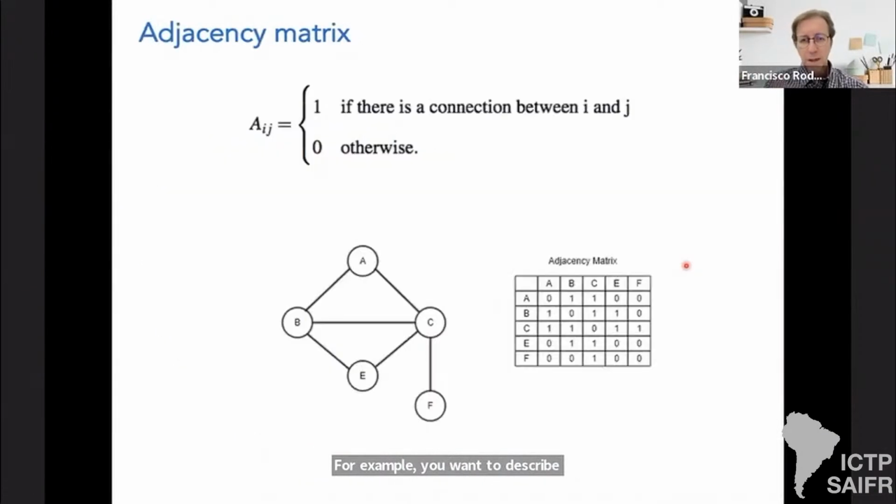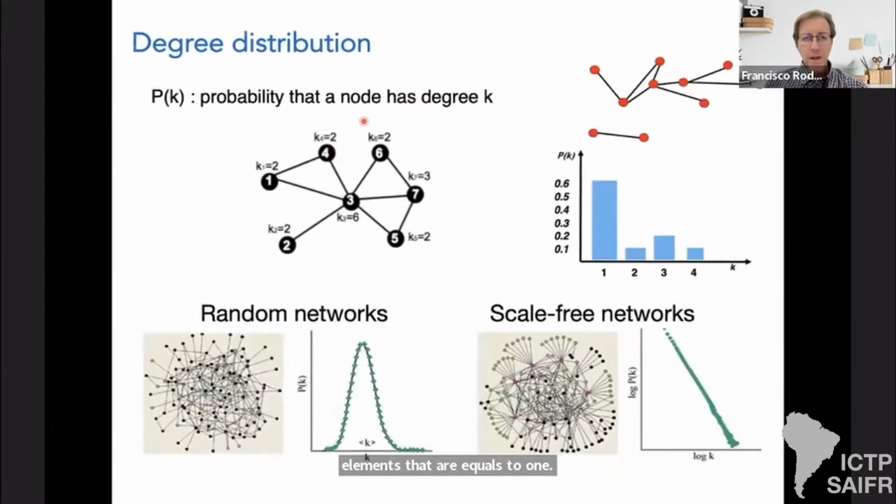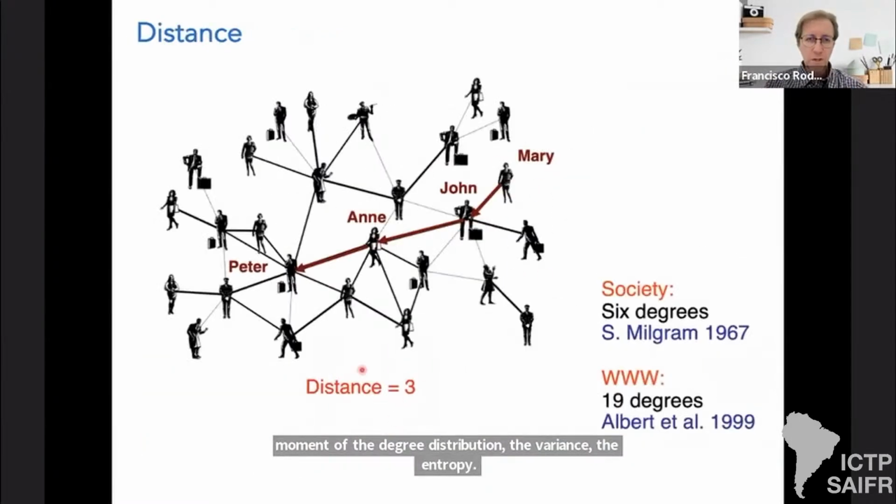In this way, what we do is represent the network as the adjacency matrix. In the adjacency matrix, the elements are equal to 1 if you have a connection between i and j, and 0 otherwise. Following this idea, we can calculate the degree. The degree is just the number of connections we have for each node. And from the degree, for example, we can calculate different metrics. We can calculate the statistical moments of the degree distribution, the variance, the entropy. So following this idea, we can differentiate between different types of topology.